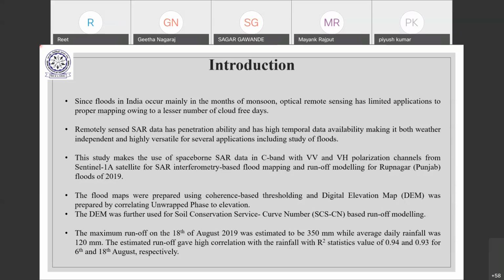So here we not only studied the flood, we also studied the runoff. The runoff was studied using the SCS-CN method, that is the Soil Conservation Service Curve Number method. This is one of the most tested methods for estimating runoff or runoff modeling. Here you need a DEM of the area, you need land use land cover, and rainfall data, and using these three things you can find out the runoff map.